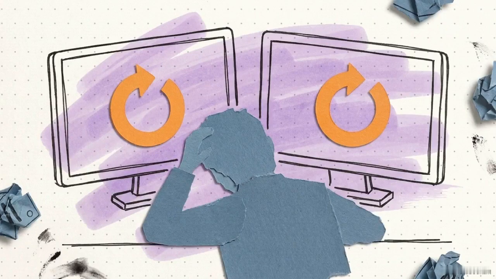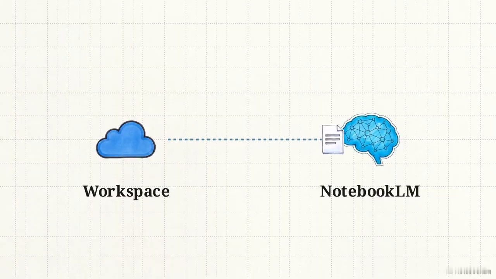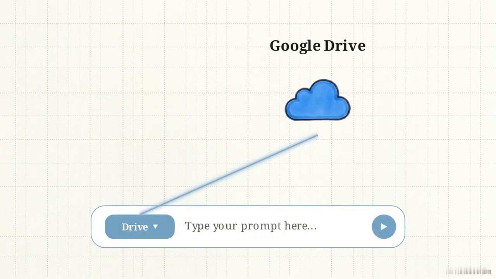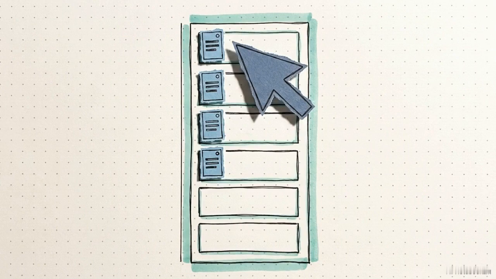Most users waste hours on the same friction point, downloading a file from their workspace just to re-upload it back into the AI. If you look at the chat prompt box, there is a small drop-down menu. Switching this from Web to Drive enables a direct connection to your Google ecosystem, letting you pull files into your notebook with a single click.